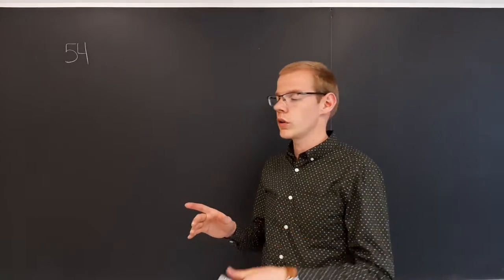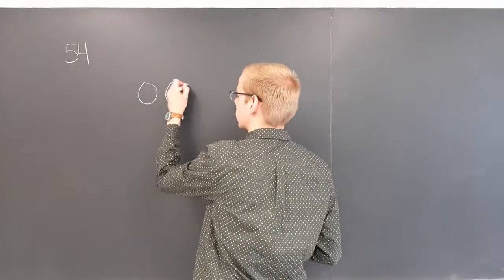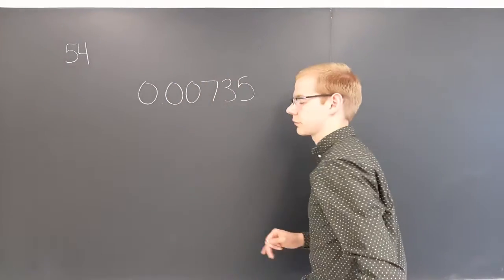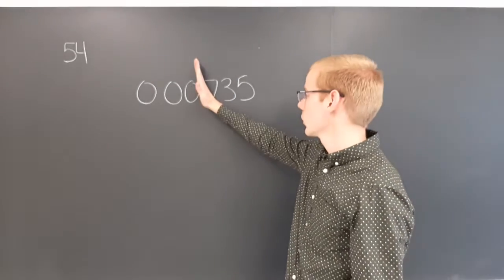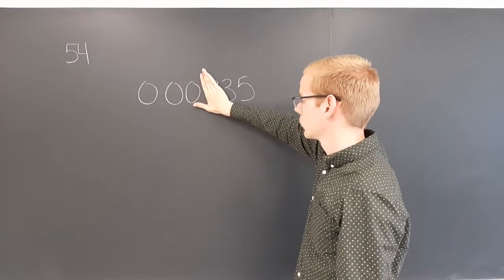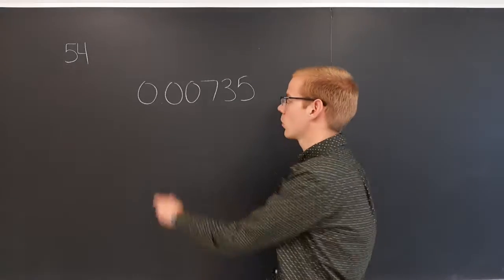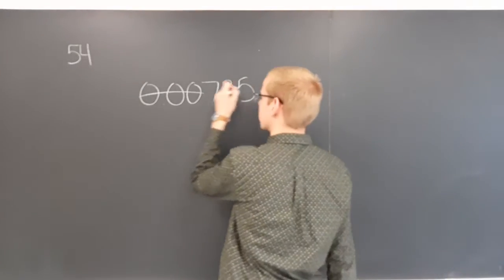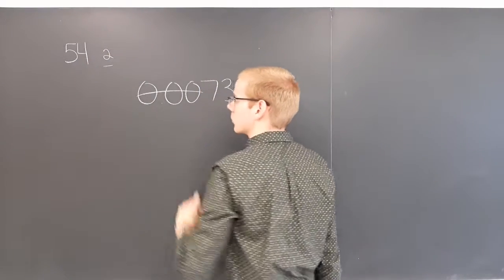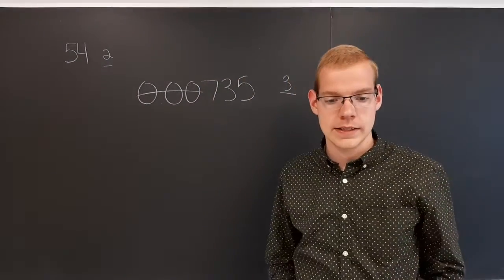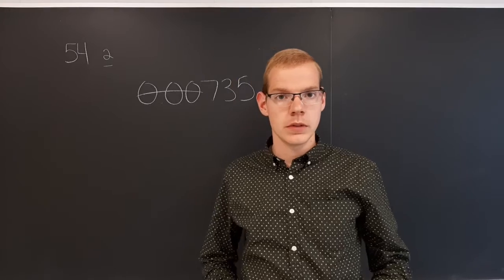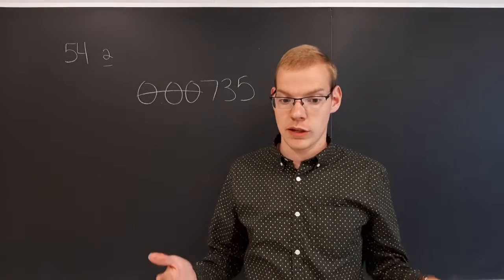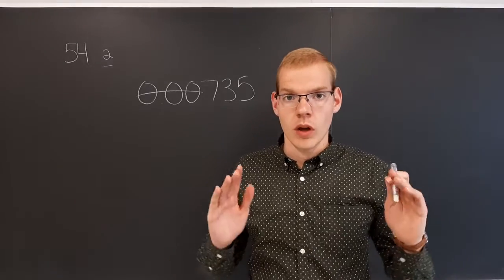So zeros coming before this number are not important. How many important numbers do we have? 3. Here we have 2. Next, zeros between non-zero numbers are important.